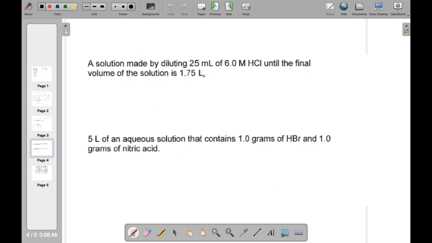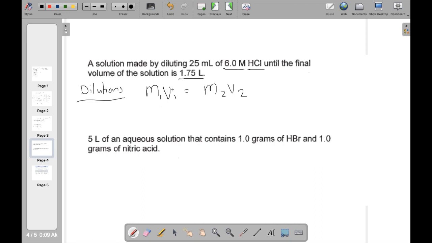A solution made by diluting 25 milliliters of a 6 molar hydrochloric acid solution until the final volume is 1.75 liters. Wow! How in the heck are we supposed to do this? Well, this is one of those questions where they want you to remember something from a previous unit, the unit on dilutions. We have to ask ourselves: molarity 1 and volume 1 equals molarity 2 and volume 2.